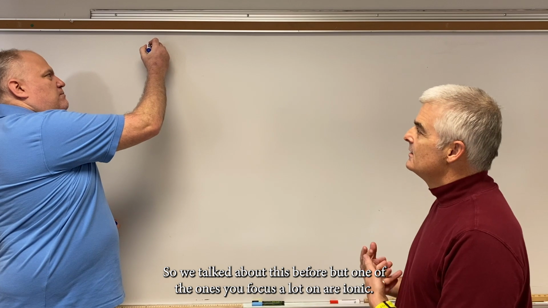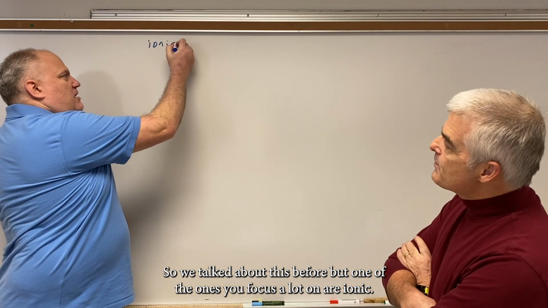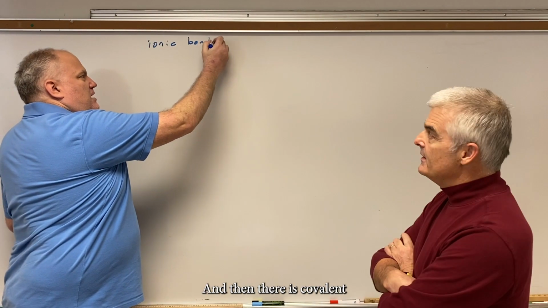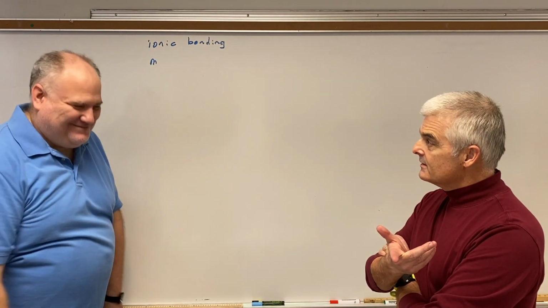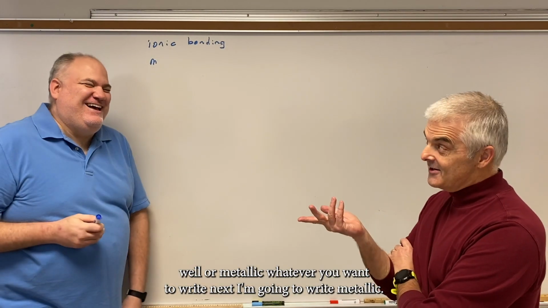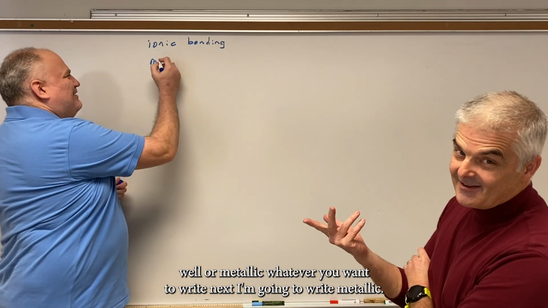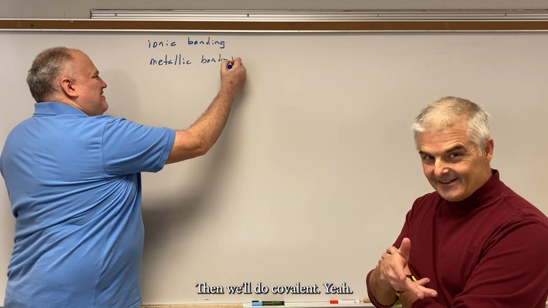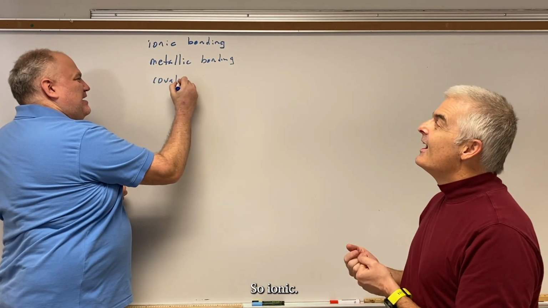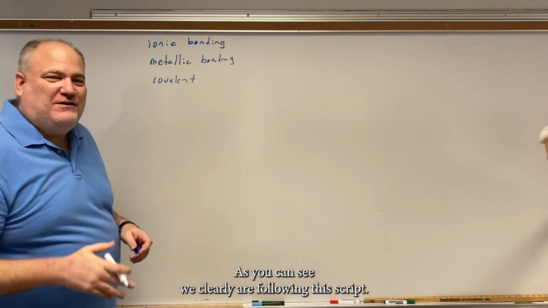We've talked about this before, but one of the ones we focus a lot on is ionic. Ionic, okay. And then there is covalent, or metallic. Whatever you want to write next. I'm going to write metallic down. We'll do metallic next, and then we'll do covalent. All right. So, ionic. As you can see, we clearly are following the script.